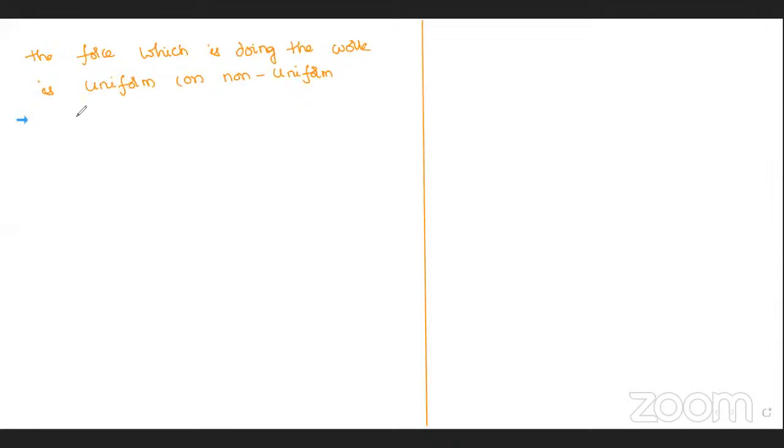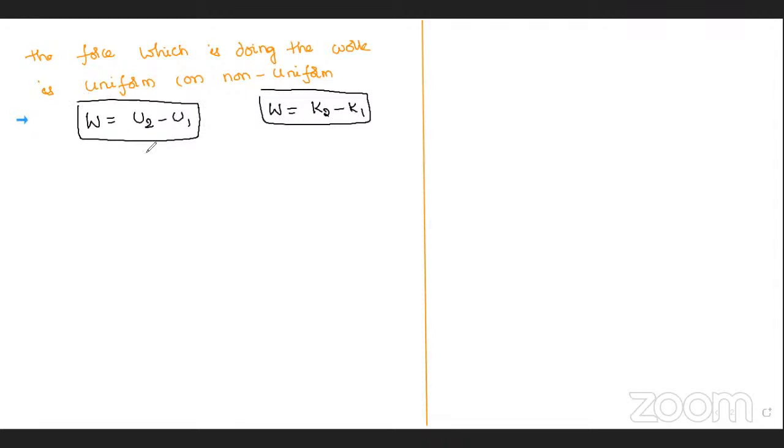Right, here what I said: if only potential energy changes, already you proved that W is equal to U2 minus U1. And if only kinetic energy is changed, you already proved today K2 minus K1. Here only kinetic energy is changing, there only potential energy is changing. Okay, sir, how, sir? What is this question?